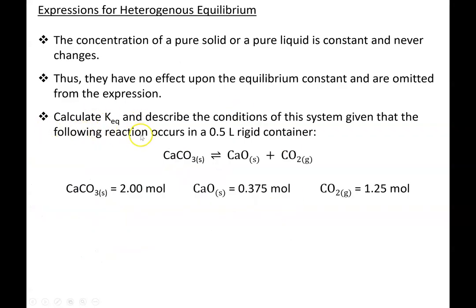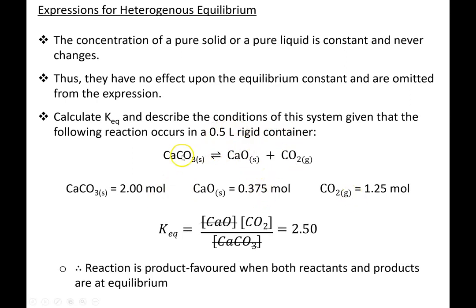So in this question over here, you're asked to calculate the KEQ value for this equation. Again, it's taking place in a 0.5 liter rigid container, so don't forget to convert your mole values into molar concentrations by dividing the mole value by the liters. Looking at the equation, I see that it's already balanced, so my exponents will all be 1s. But because the calcium carbonate and the calcium oxide are pure solids, we will omit them from the equation. They're already factored into the KEQ value. Thus, the only concentration we need to worry about is that of CO2.